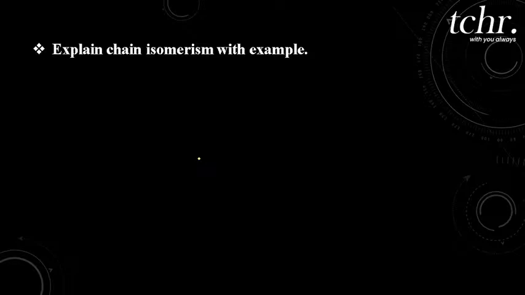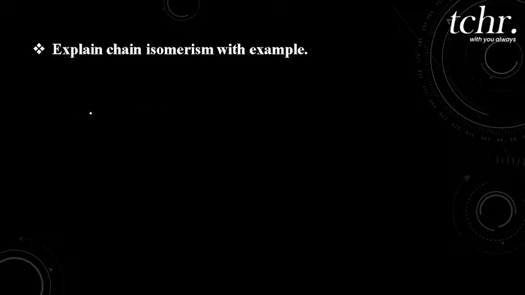Now, when it is asked what is chain isomerism or explain chain isomerism, you have to tell what isomerism is, right? Two compounds having the same molecular formula but differing in the carbon chain. So students, compounds having the same molecular formula but differing in the carbon chain are called chain isomers, and this phenomenon is known as chain isomerism.